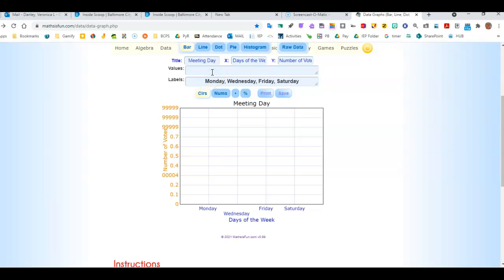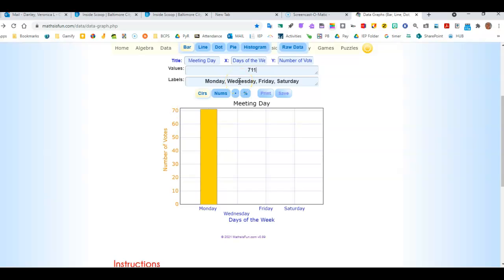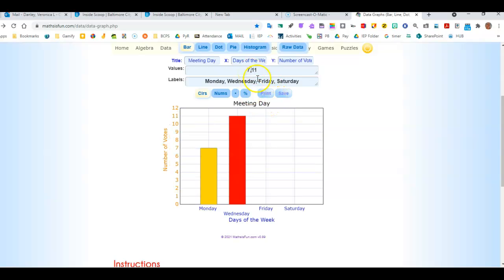Let's see. Seven people voted for Monday. 11 people voted for Wednesday. Uh-oh, we didn't put our comma. Okay, there's Wednesday. Six people voted for Saturday. And one person voted for the weekend.